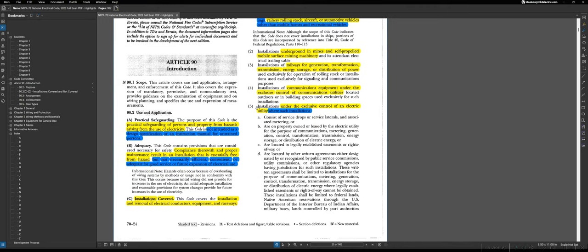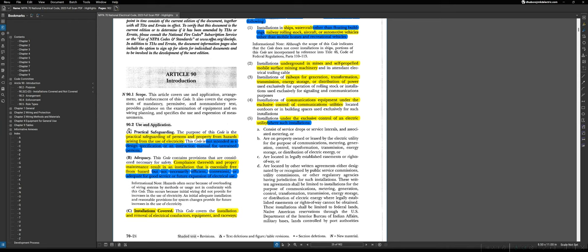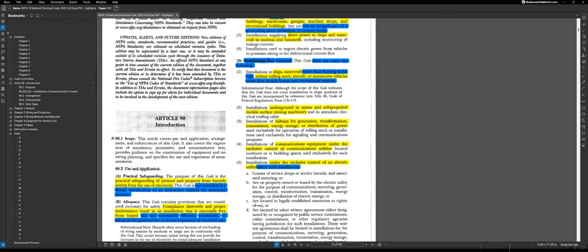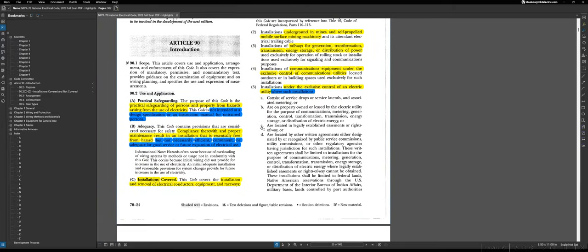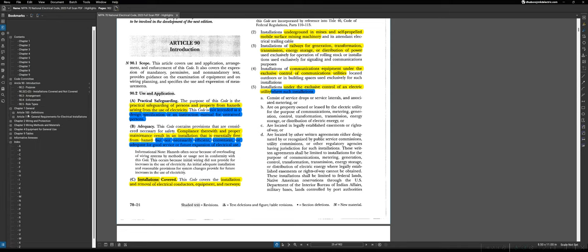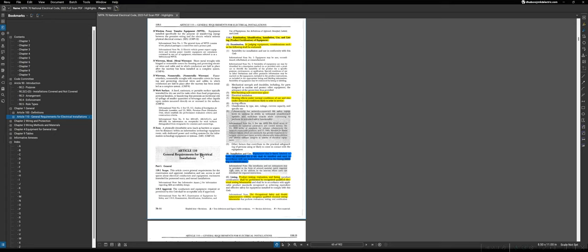So for instance, if we look at this number 5 here in part D, we may have a call out that's 90.2D5B. And again, that can go more and more layers. But again, if I'm making reference or someone else were to tell you to go look, for instance, in section 110.3B, the 110 would tell you to go to article 110, 110.3B, and that would have that. And that's where you would go to find that call out for the code there.